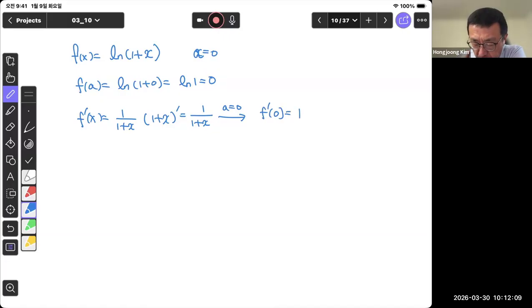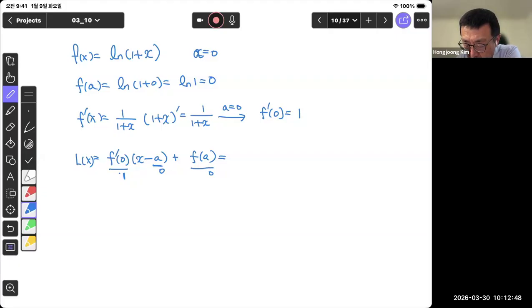So what is the equation of the tangent line? So L(x) will be f prime at 0 times x minus a plus f of a. So f prime at 0 is 1 times x minus a. So this is 1 and a is 0 and f of a is 0. So what remains will be just x.